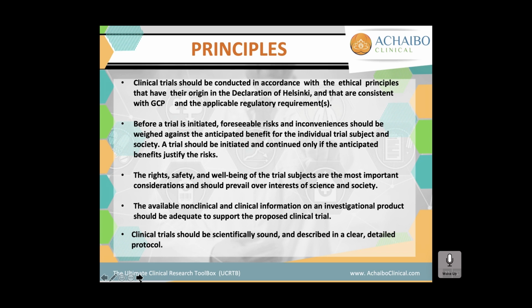And that's really important. The next point is that before a trial is initiated, foreseeable risks and inconveniences should be weighed against the anticipated benefit for the individual trial subject and society. A trial should be initiated and continued only if the anticipated benefits justify the risk. Key takeaway is the risk-benefit ratio. You have to do it in such a way that the risk is less than the benefit, right?